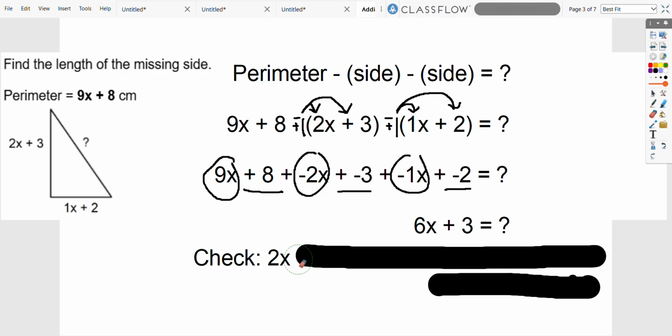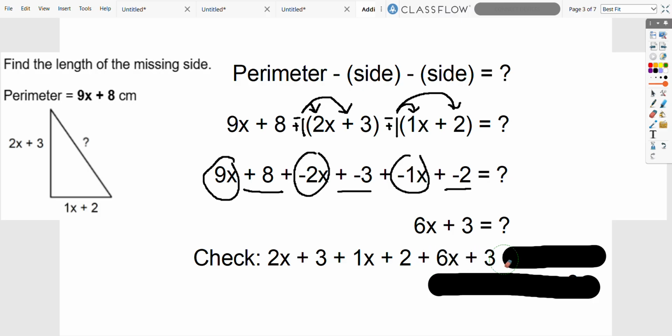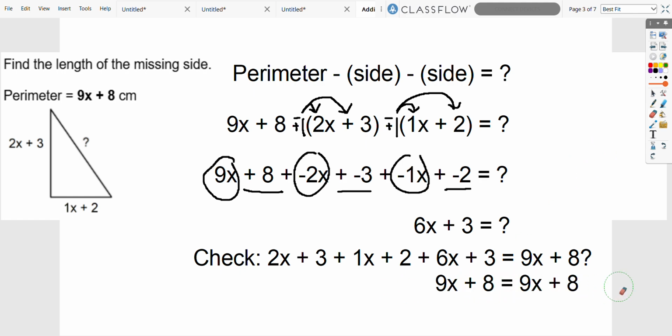And once again, you can always check your work by adding all the sides together. We take the first side, add it to the next side, add it to the third side we just found, and we should get 9x plus 8. And when we combine those like terms, we do. So we know that that is the correct side.